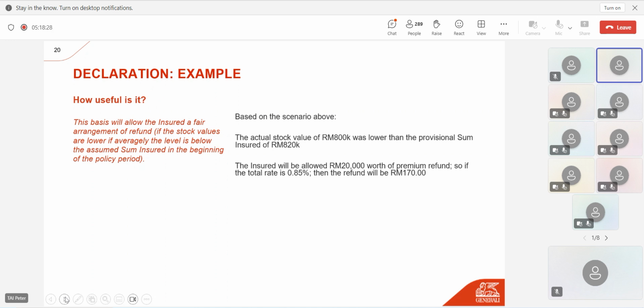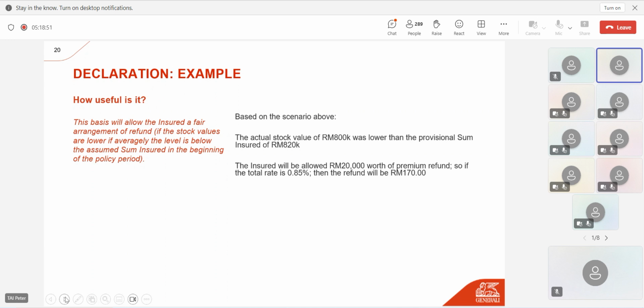All right. So basically, like I say, this is a very good clause that will help your customers who are in business make sure that their stock level is appropriately covered, and they don't have to pay extra premium for it, or worry about paying less, because at the end of the day we can just adjust it for them.